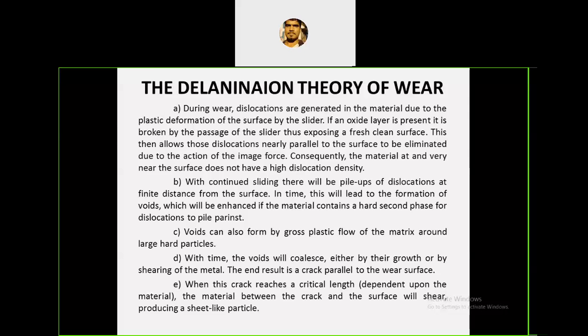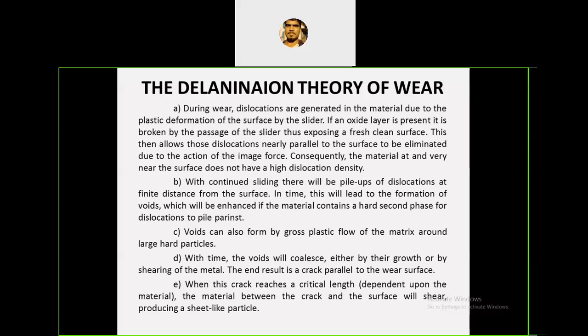Second step is crack nucleation. Third step is crack propagation. And the fourth step is a failure or formation, or creation, of a sublayer, a creation of a sublayer on the material. Clear? So these are the 4 important steps in the delamination theory.